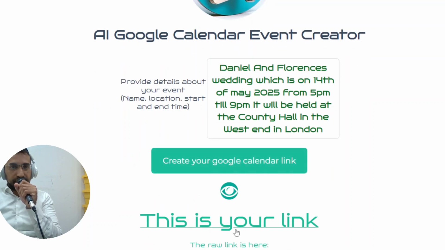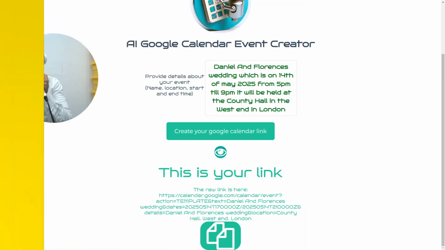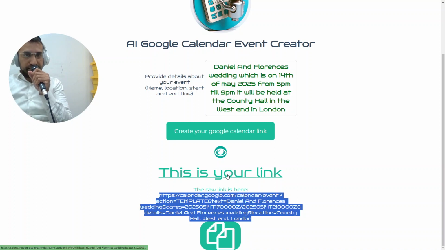This is your link. Right here is the link, and the raw link is right down here. Let me just zoom out a little bit. Okay, so this is the raw link, and this is the actual link. Over here, if you click this button at the bottom, you can copy the raw link, and then you can send that to all your friends. To start off, let's click on this and see what happens. So I just clicked on it.